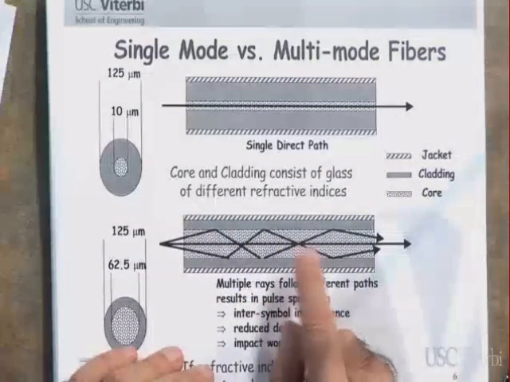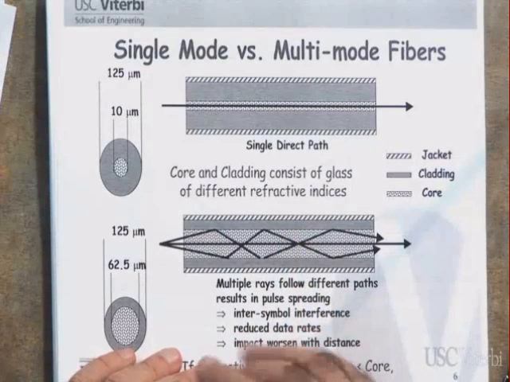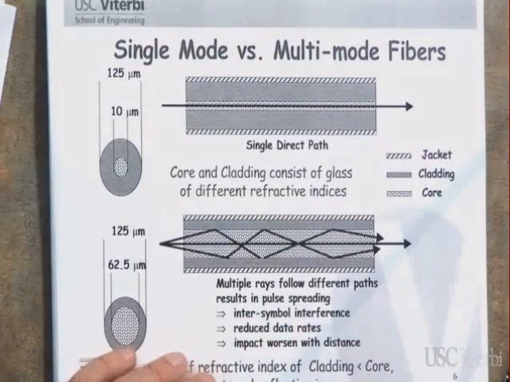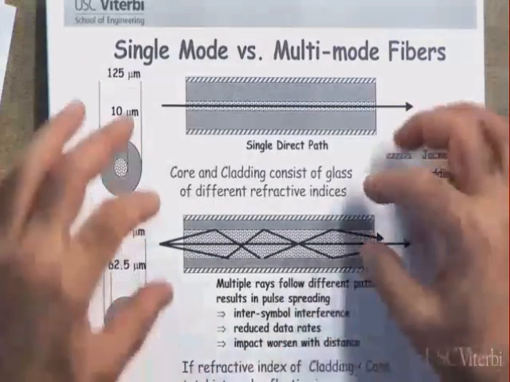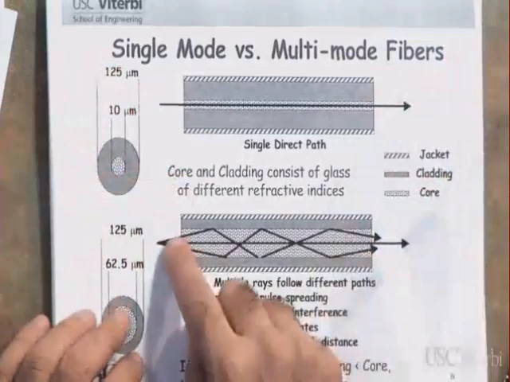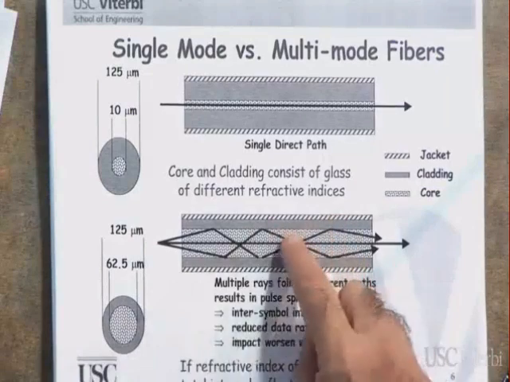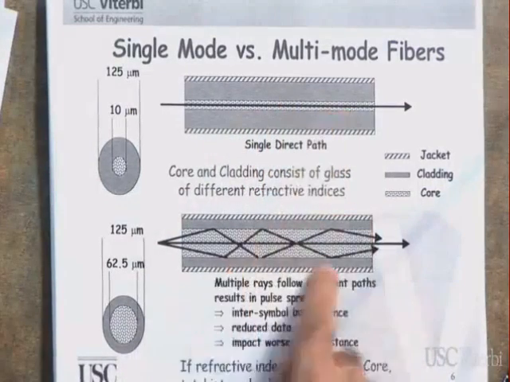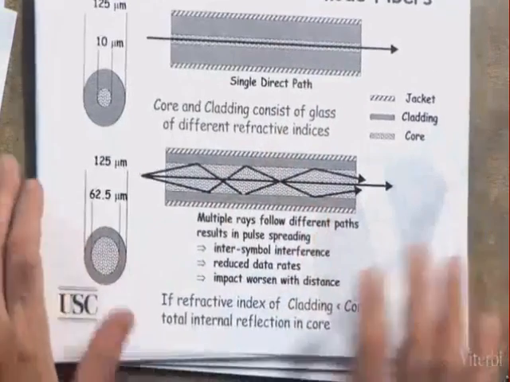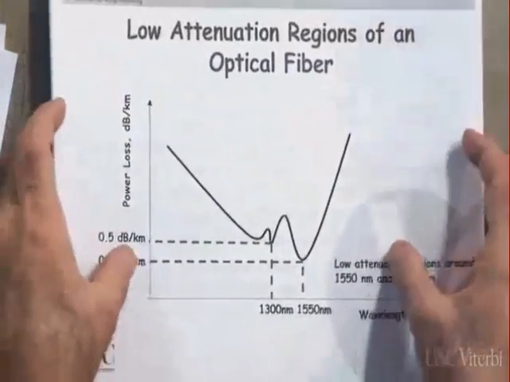That intersymbol interference will have an impact on how much data rate can be supported. The data rate will be reduced a little bit, and the impact will worsen with the distance. Distance means the longer the fiber is, the worse the situation becomes. Clear? Okay. This one, of course, is cheaper than this one. This one is of much better quality than this one. Clear? Okay.